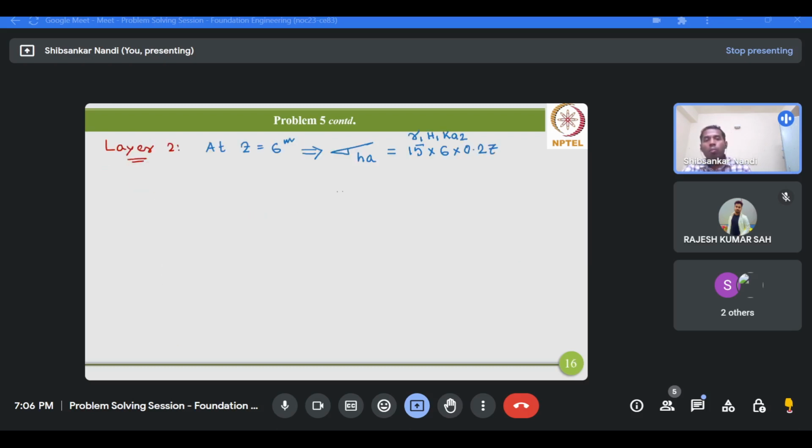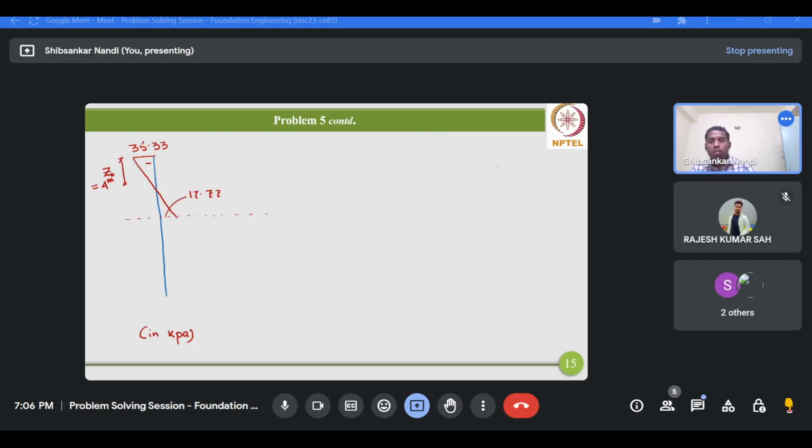Okay, now we'll move further. We'll calculate this value as well. So 15 times 6 into 0.27, so this will give you 24.3. As you can see, at the second layer we'll be having slightly different active earth pressure, slightly greater. Okay, so this value is your 24.3.